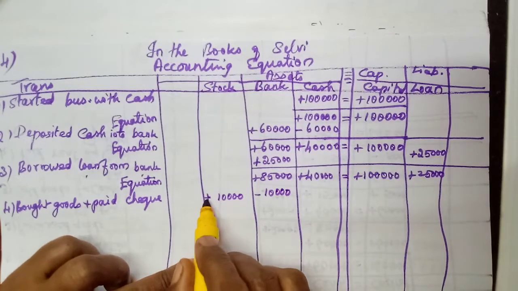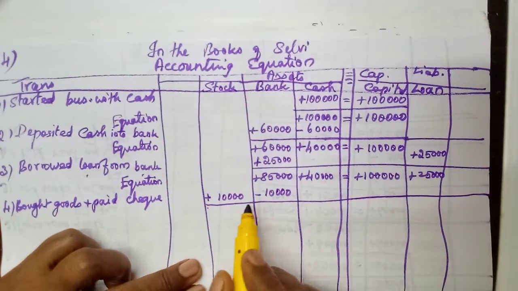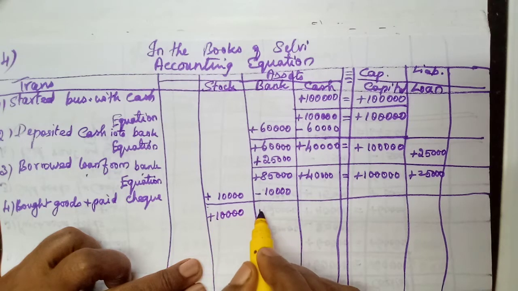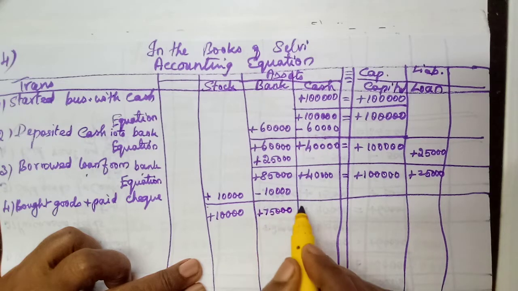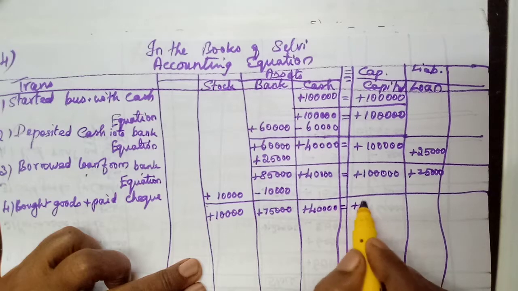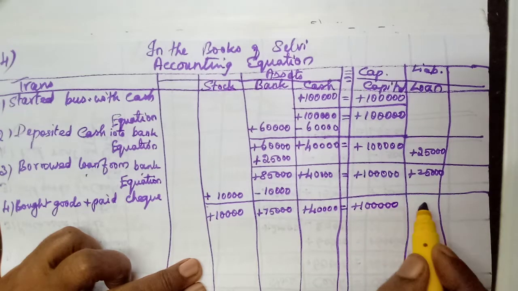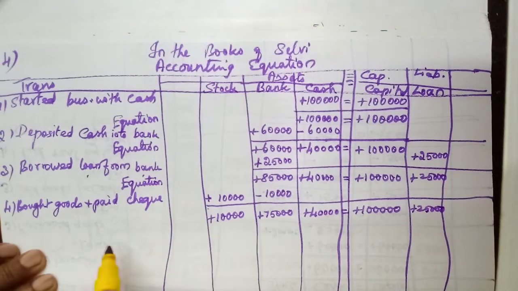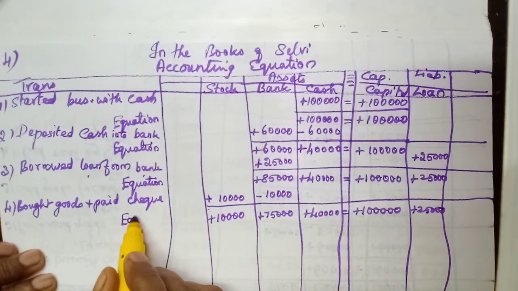Okay, it will affect two accounts, minimum two accounts. So plus 10,000, plus 85 minus 10, 75. Then all the other things you write as it is. Okay, equal to plus 1 lakh plus 25,000. Okay, the next, you write here the equation.